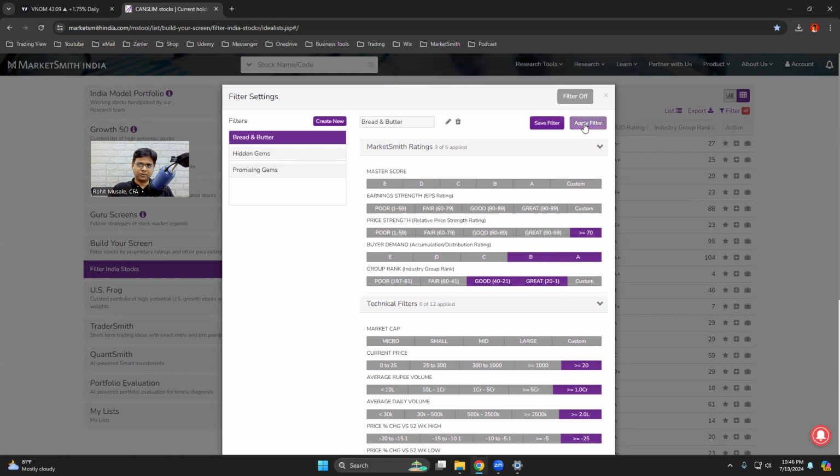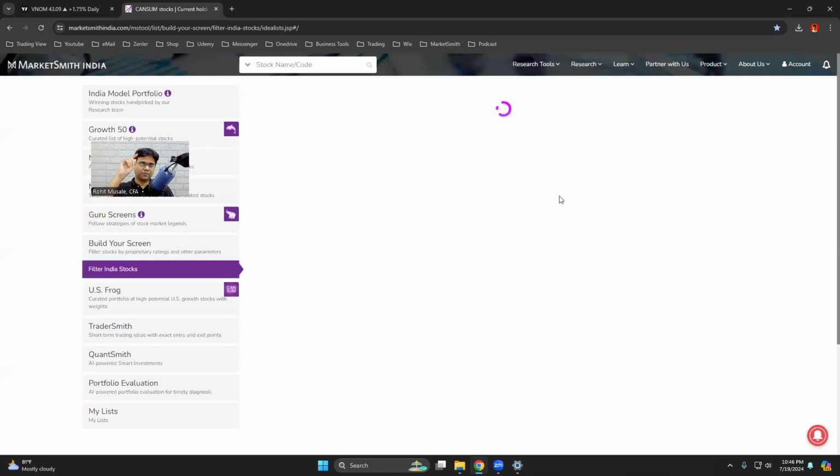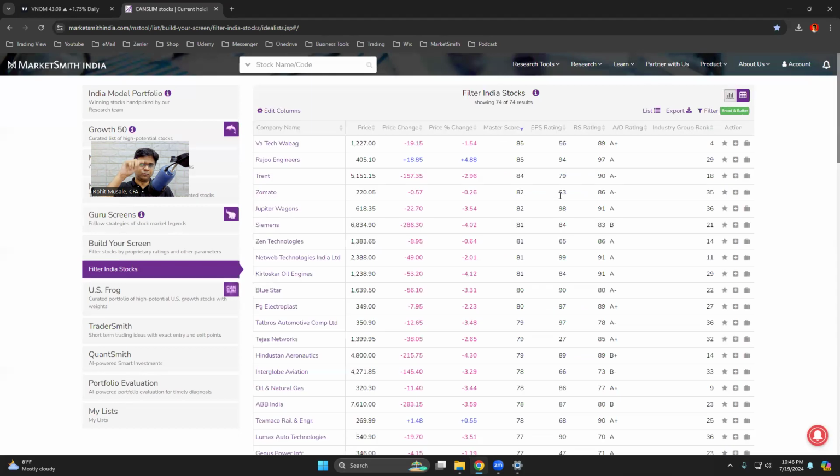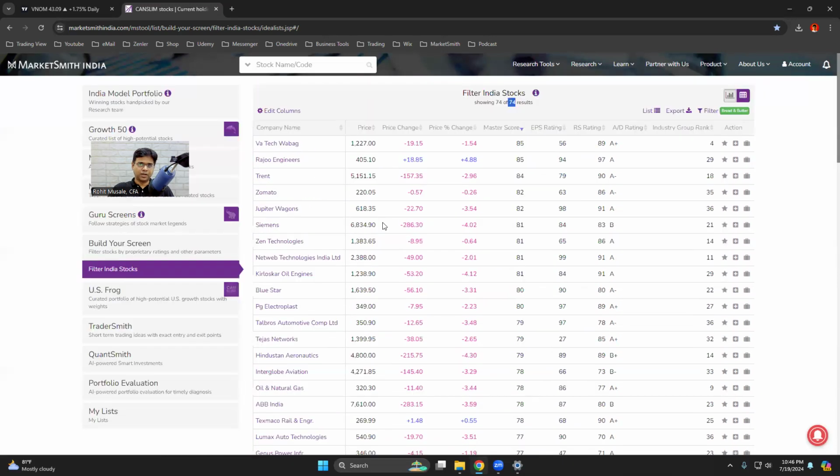Now, if I apply this filter, let's see how many stocks we get. Give it some time. I have applied this filter. So we had 4,939. Now see, out of 4,939, we get 74 stocks. So these are the 74 stocks I'm going to look at.